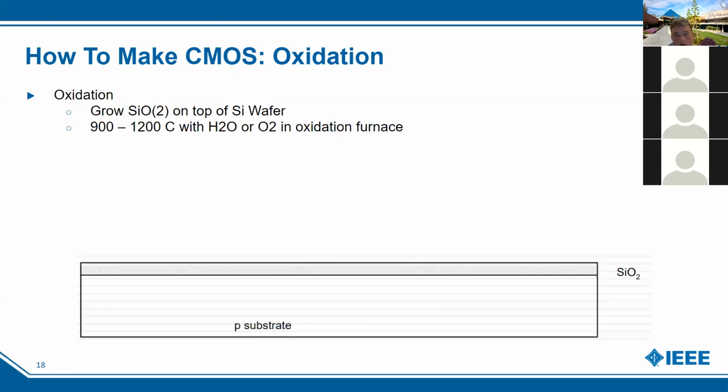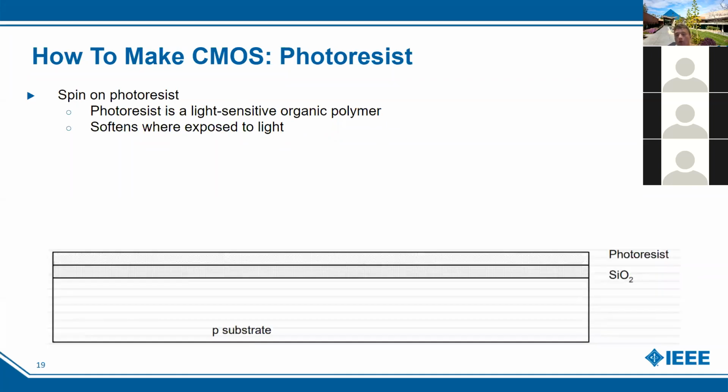Obviously, we're just getting a little snapshot of it, but this is an important part to understand how these are created. First, we start from a silicon wafer, which is a P substrate, so it would be holes after doping. We grow silicon oxide on top of the silicon wafer, and this is done in an oxidation furnace at 900 to 1200 degrees Celsius. Next we put a photoresist layer on top of the silicon oxide. The photoresist layer is light sensitive, meaning that if we expose it to light, it softens and is able to be removed.